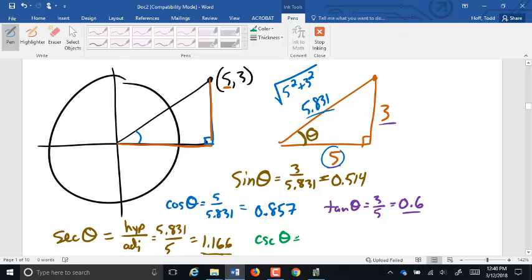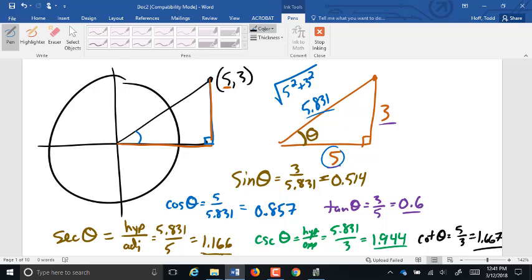Cosecant of theta. Hypotenuse over opposite. So 5.831 over 3, or 1.944 about. Cotangent of theta. Adjacent over opposite. 5 over 3, or 1.667. Not so bad?